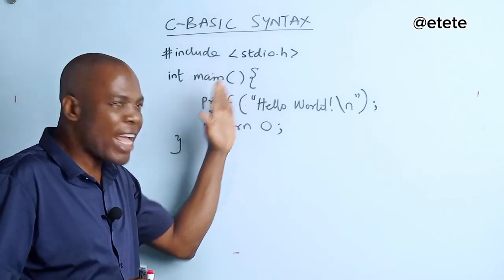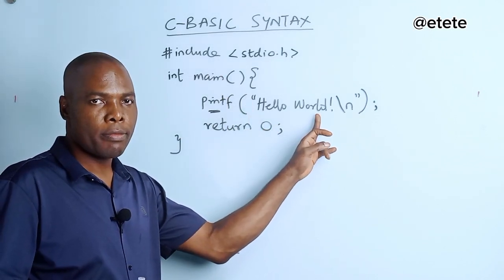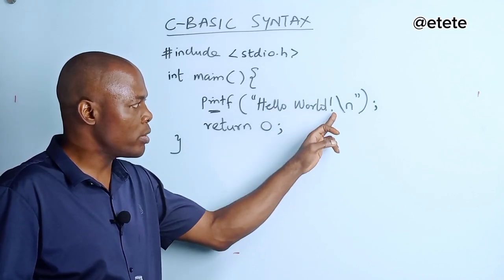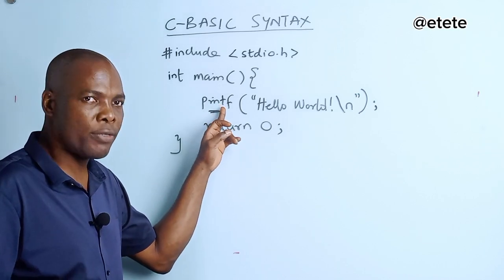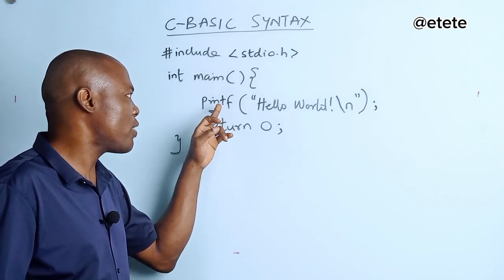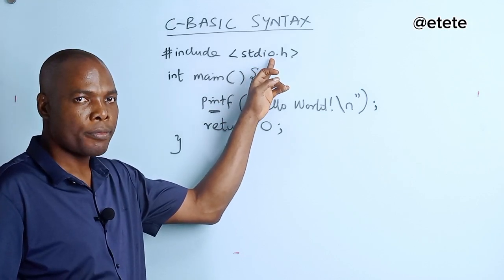Now, what is the task of this program? Just to print out hello world on the screen. So it's going to print out hello world with this mark on the screen. So this is a function, a print function, printf. Now this printf, the declaration of this printf is inside this standard input-output header file.